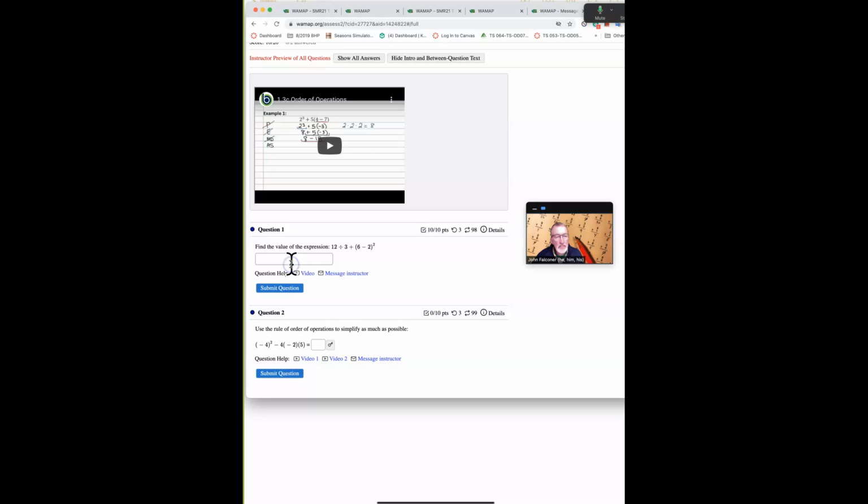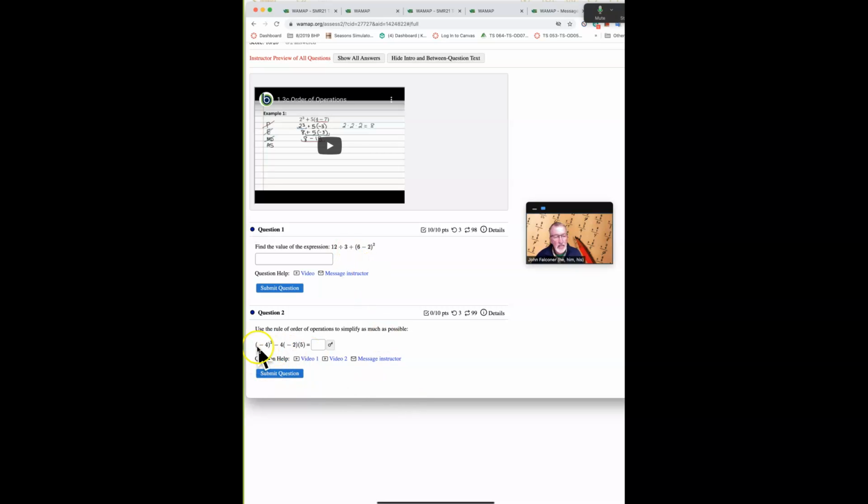So let's take a look at a similar question, and you guys can try this. 12 divided by 3 plus the difference between 6 and 2 squared. You've got the parentheses in there. And these aren't meant to be read out loud, but just be sure to follow those rules, the PEMDAS order.